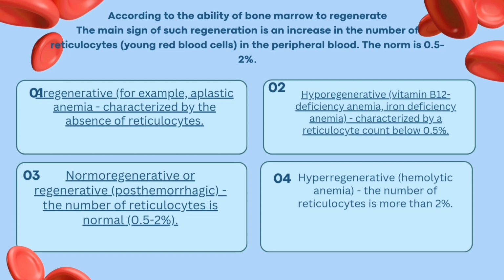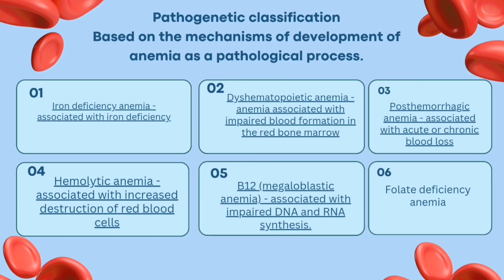What does areregenerative anemia mean? This means reticulocytes are absent in the general blood test, so reticulocytes are not being produced. Hyporegenerative: if your patient's reticulocytes are less than 0.5%. Normoregenerative means the reticulocytes in the general blood test are normal, between 0.5 and 2%. Hyperregenerative means more than 2%.